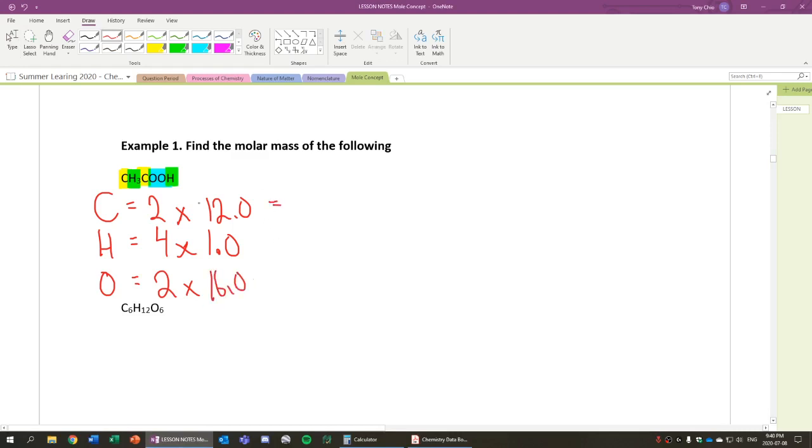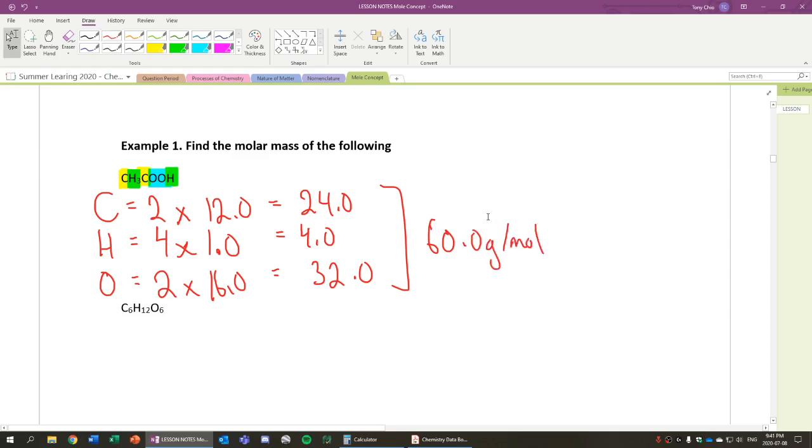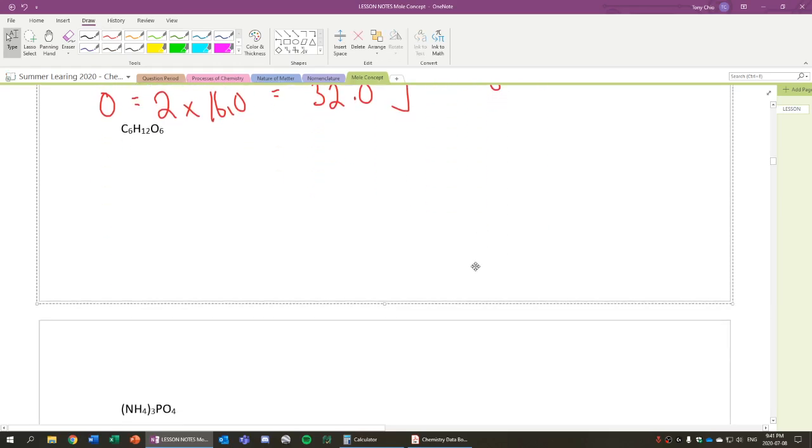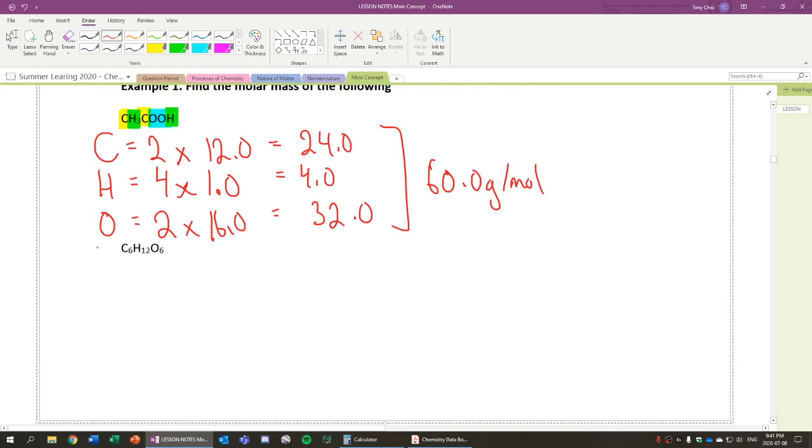So if we add all up, this is 24, this is 4, and this is 32. If we add this all up, the molar mass of CH3COOH is going to come across as 60 grams per mole. So if we had 1 mole of acetic acid, it will have a mass of 60 grams. Okay, let's take a look at our next example. We have carbon, we also have hydrogen, and we also have oxygen.